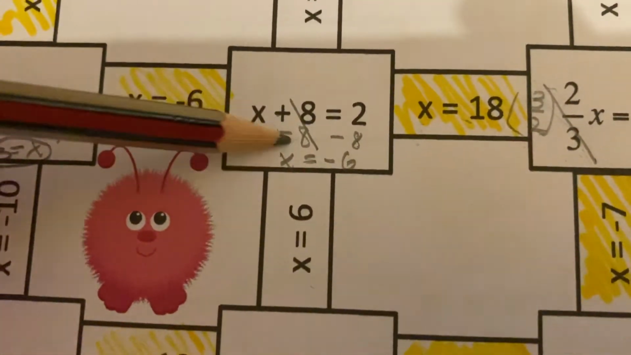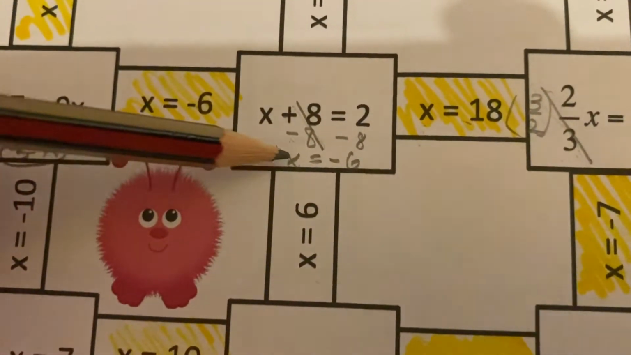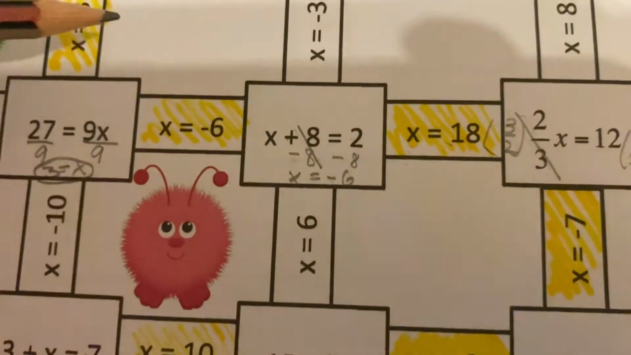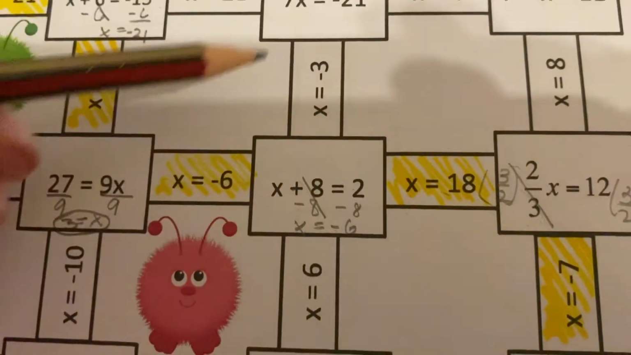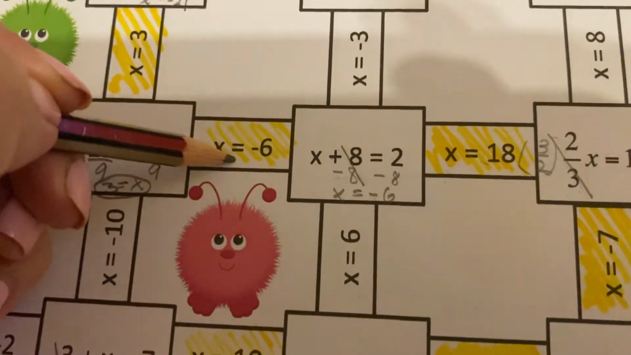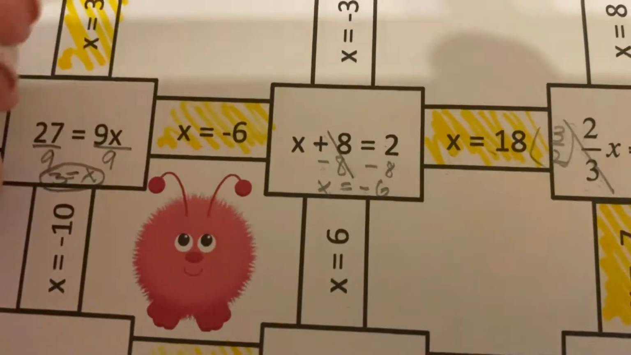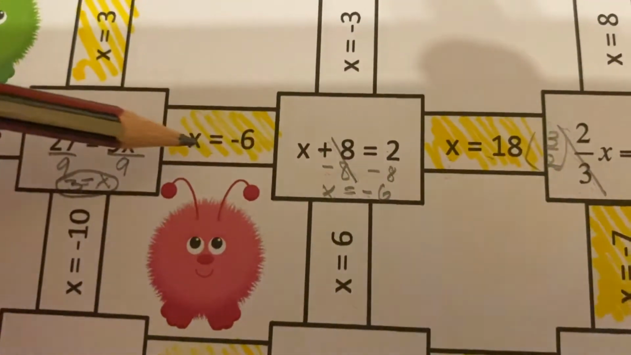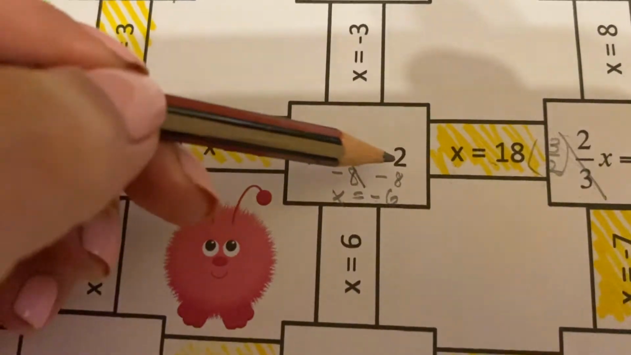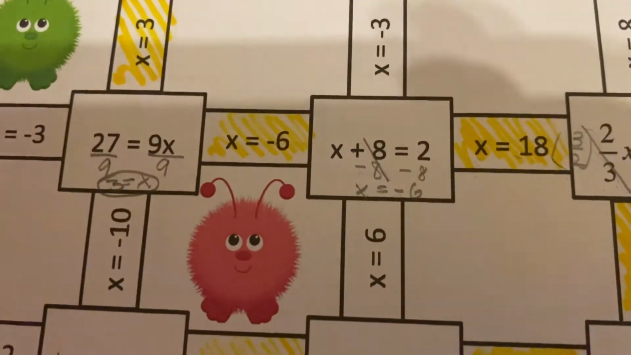Okay, positive 8 minus 8 cancels out. Let's bring down the x. And 2 minus 8 is negative 6. Okay, do we have negative 6 here? Yes, we do. So x is equal to negative 6. Let's shade that in. Again, check your work by putting in negative 6 for x. Negative 6 plus 8 does give us 2.